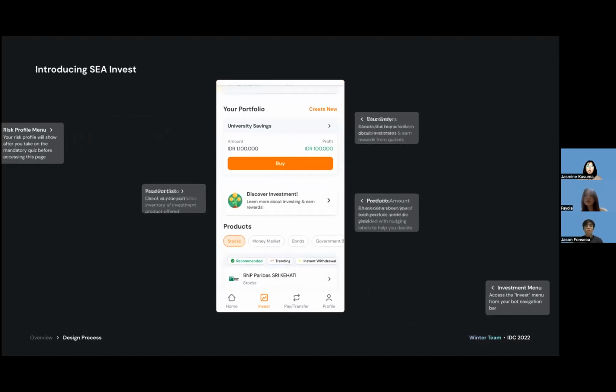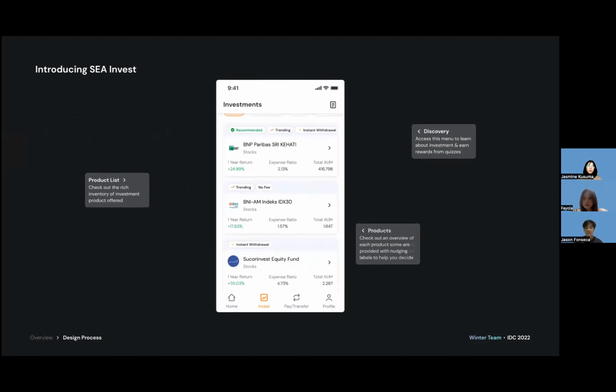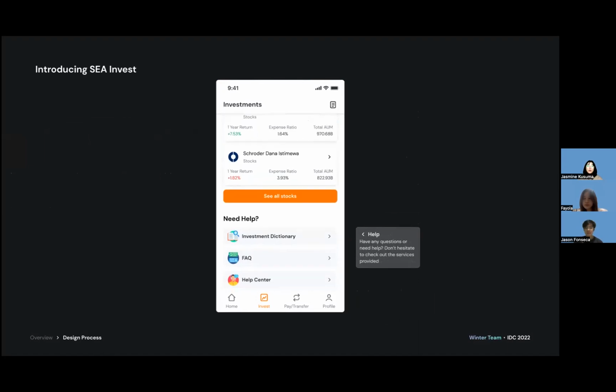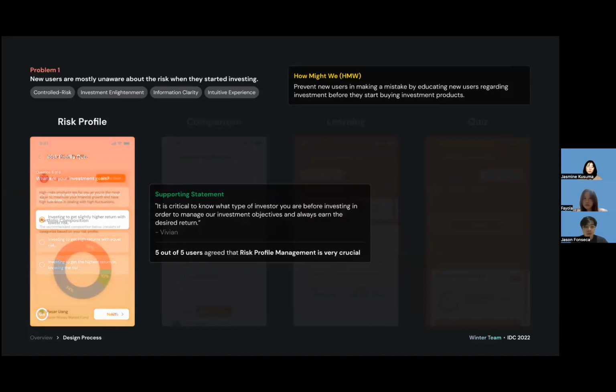Next is the discovery entry point leading to learning content pages and quizzes, and following is the rich product section and simple nudges in each product to help users to choose. And lastly, at the end of the page, there's help section consisting of investment dictionary, FAQ, and the help center entry points.